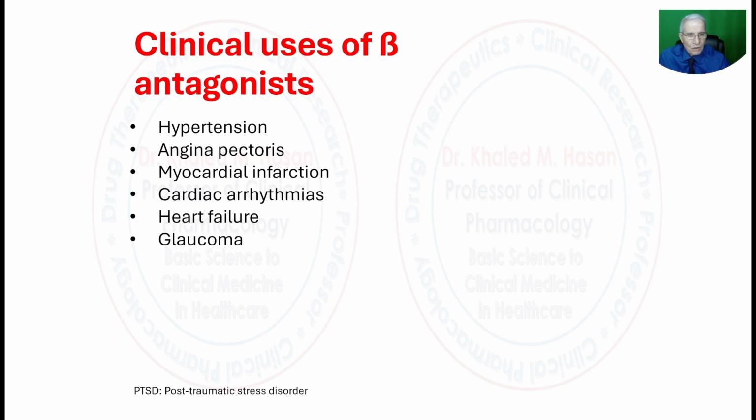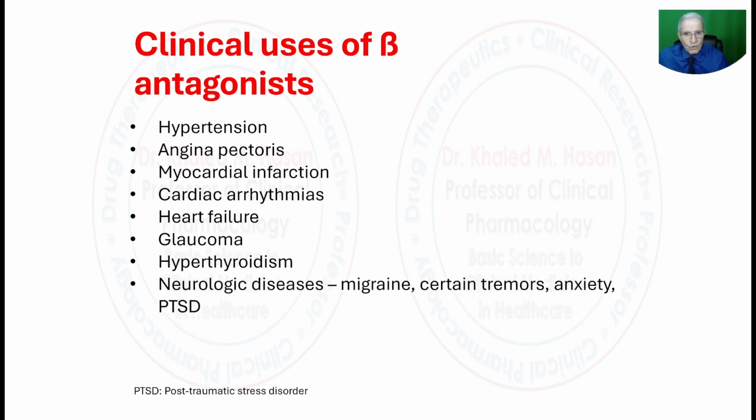For glaucoma, we have timolol, betaxolol, and carteolol. We use them for hyperthyroidism, because in patients with hyperthyroidism we have activation of the sympathetic system. Beta blockers inhibit the sympathetic system and control heart rate, tachycardia, tremors, and sweating. We also use them for some neurologic conditions such as migraine, tremors, anxiety, and PTSD. So this is the list of clinical uses of beta blockers.